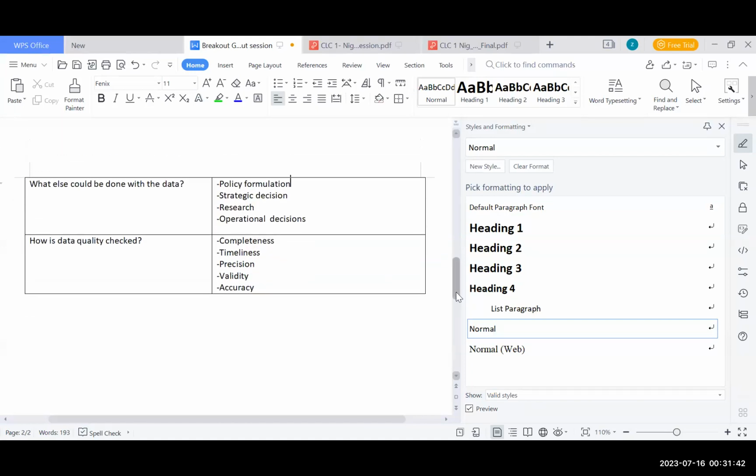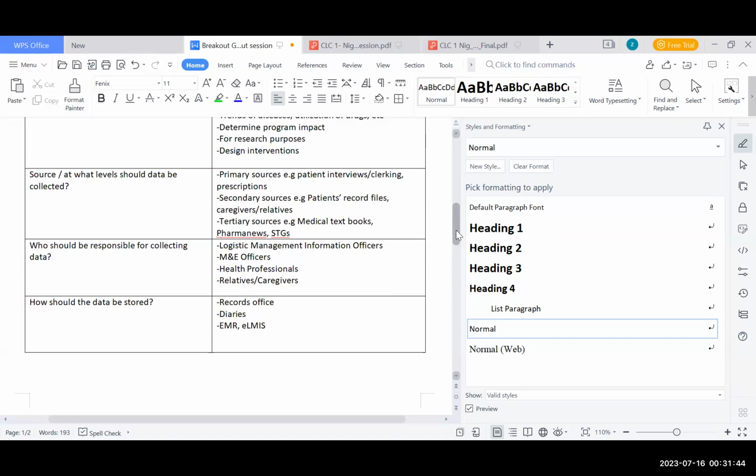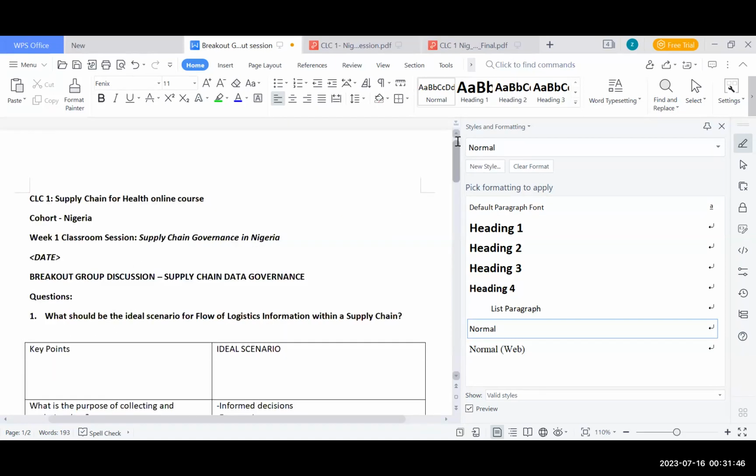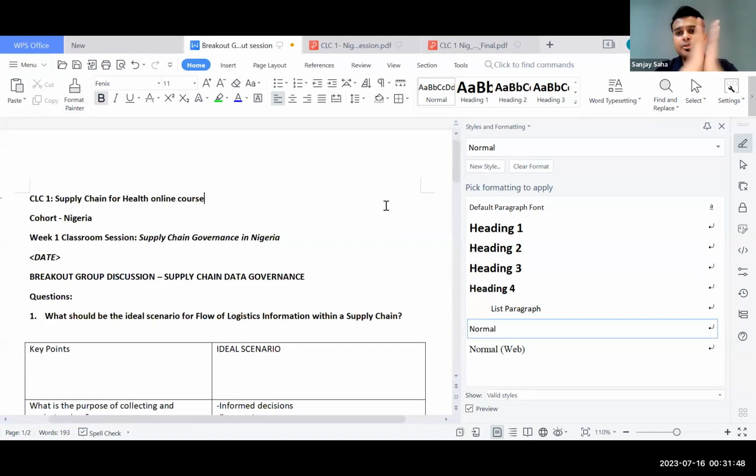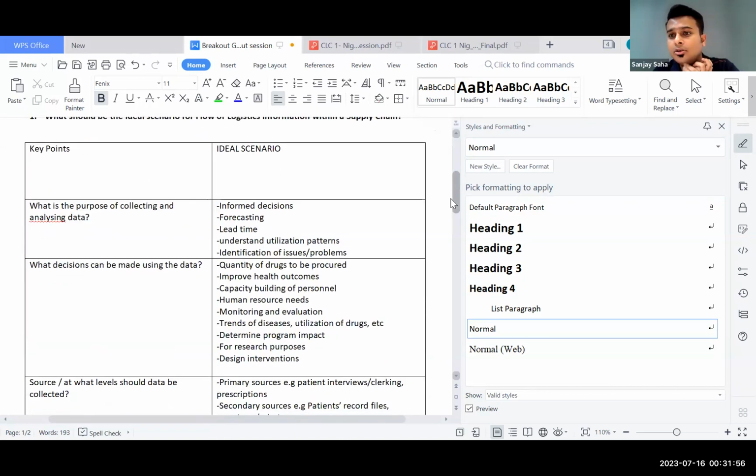So Mr. Sanjay, this is what our group were able to come up with. Excellent, excellent. That's great. A round of applause for Haruna and the group. I think there's a question from Dr. Samuel. Dr. Samuel, you can ask the question now.